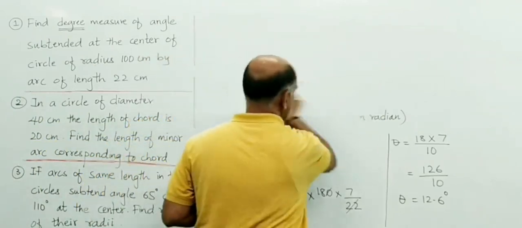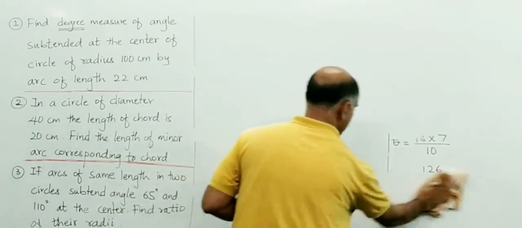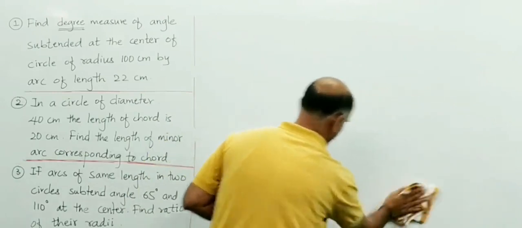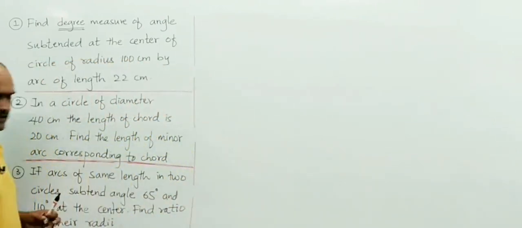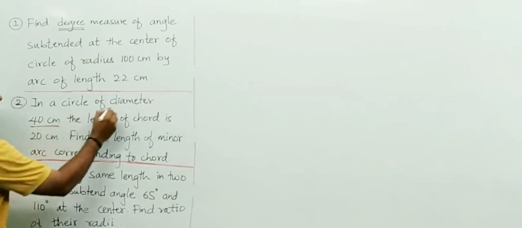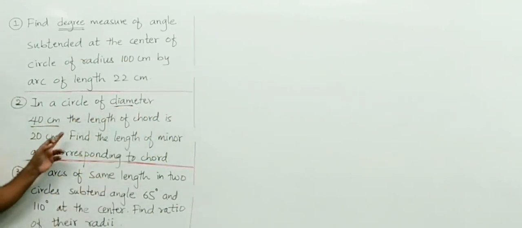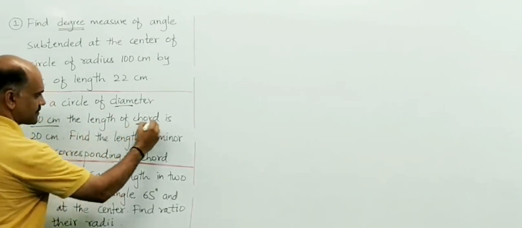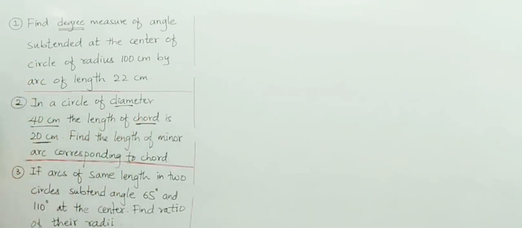Now the second one. In a circle of diameter 40 centimeters, he has given the diameter. The length of the chord is 20 centimeters. You are required to find the length of the minor arc.